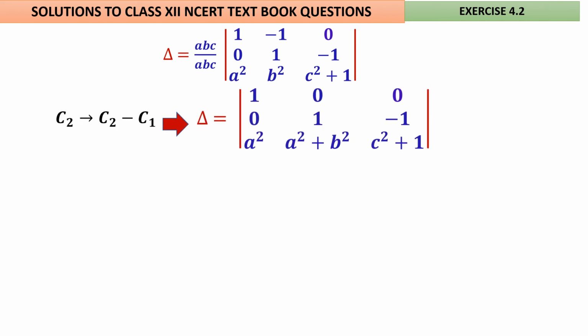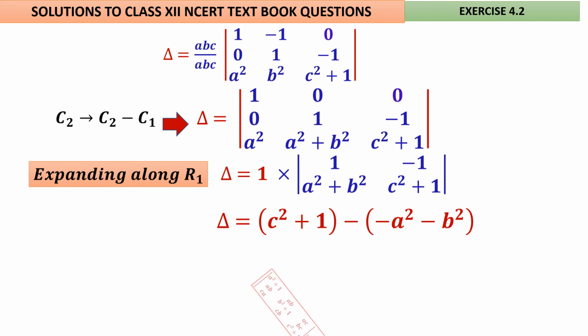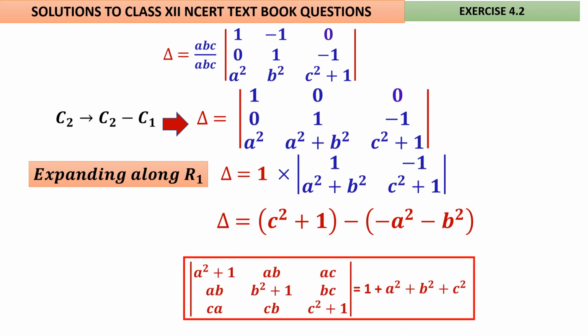We are writing C2 as C2 minus C1 to make it as 0 for minus 1. Minus 1 plus 1 is 0 and 1 plus 1 is 0, then A square plus B square. Now you expand with respect to R1. 1 into, no need to worry about the remaining two zeros. When you expand it, you will get C square plus 1 minus of minus A square minus B square, which is nothing but 1 plus A square plus B square plus C square. Well, here actually little bit we have to do it in another way because the right hand side is not a product of factors.